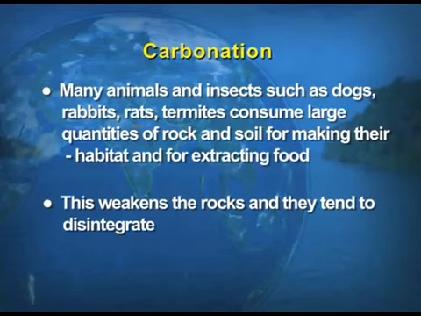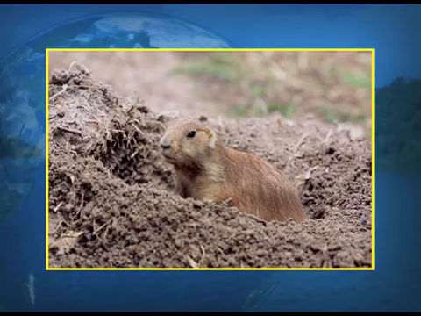So, when they make burrows and dig out the rock, then what happens to the rock? The rock weakens and tends to disintegrate. So, this action of animals and insects helps in the disintegration of the rocks. Now, this visual shows you how the animals are making their burrows and helping in the disintegration of the rocks. Now, the second agent is vegetation.